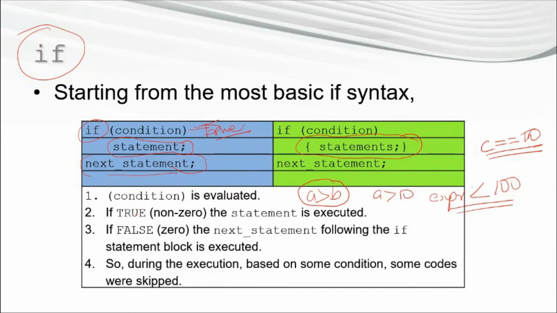If it is evaluated to be true, then the statement is executed. If it is evaluated to be false, that is zero, the next statement following the if statement block is executed, and this particular block is not executed. So depending on some specific conditions, some code may be skipped. That is, if this particular condition becomes false, these statements will be skipped and won't be executed.